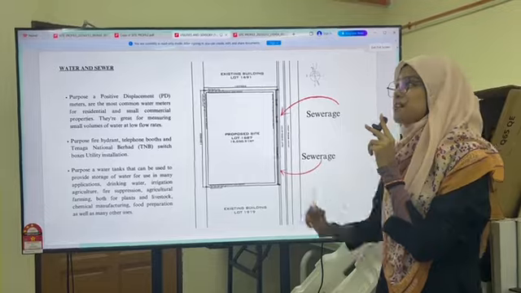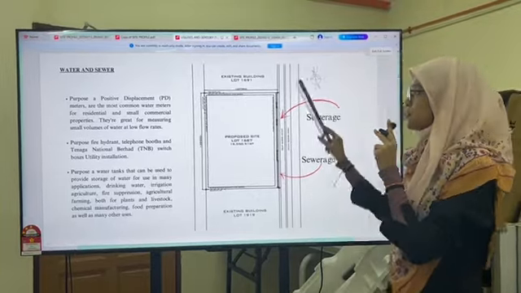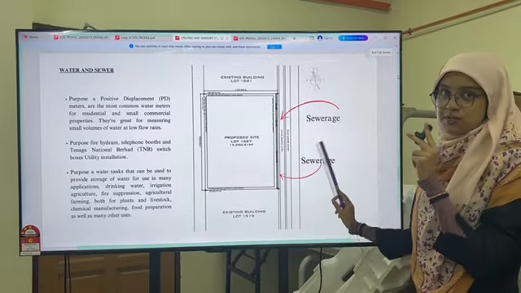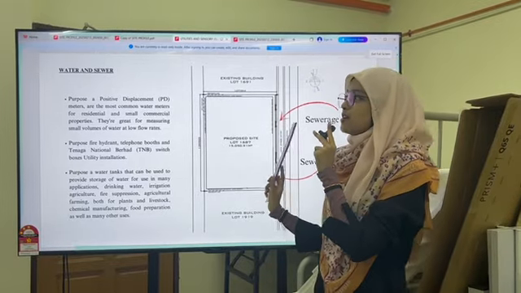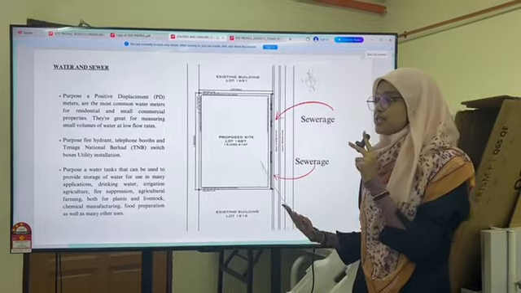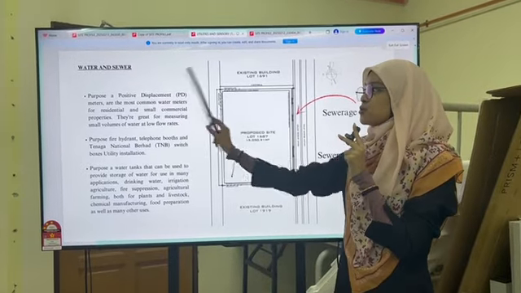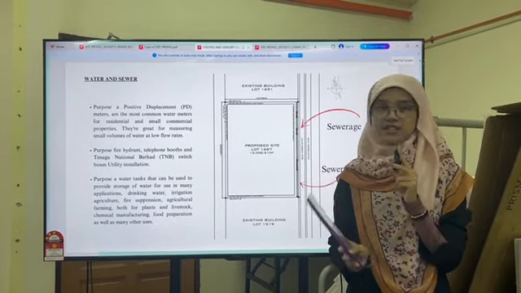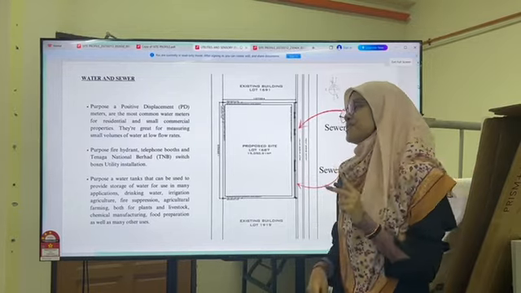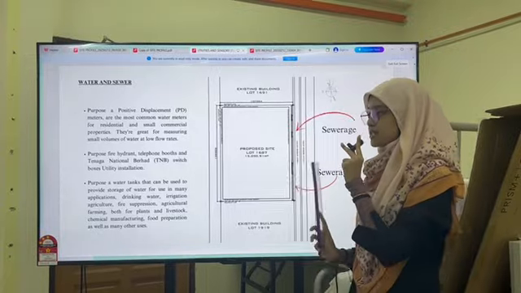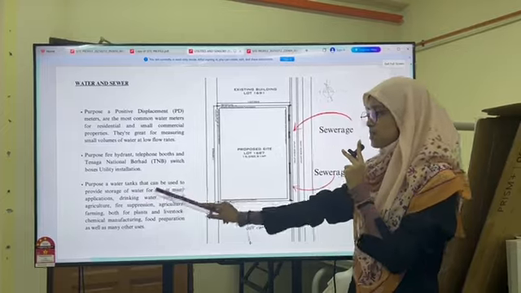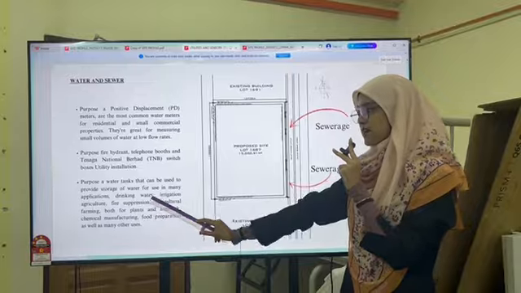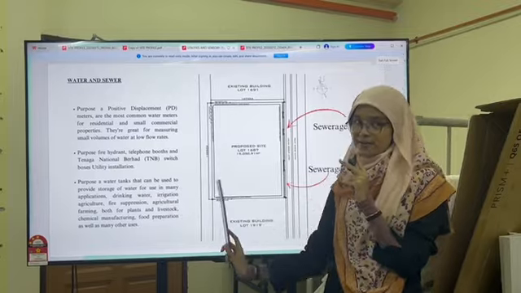Alright, furthermore, we have water and sewer. For water and sewer, as you can see over here, from up here till here, this is where the sewage was placed. For the site, we should propose positive displacement meters, also known as PD, which are the most common water meters for residential and small commercial properties. They are great for measuring small volumes of water at low flow rates. We should also propose water tanks that can be used to provide storage of water for many applications: drinking, irrigation, agriculture, fire suppression, and many more.